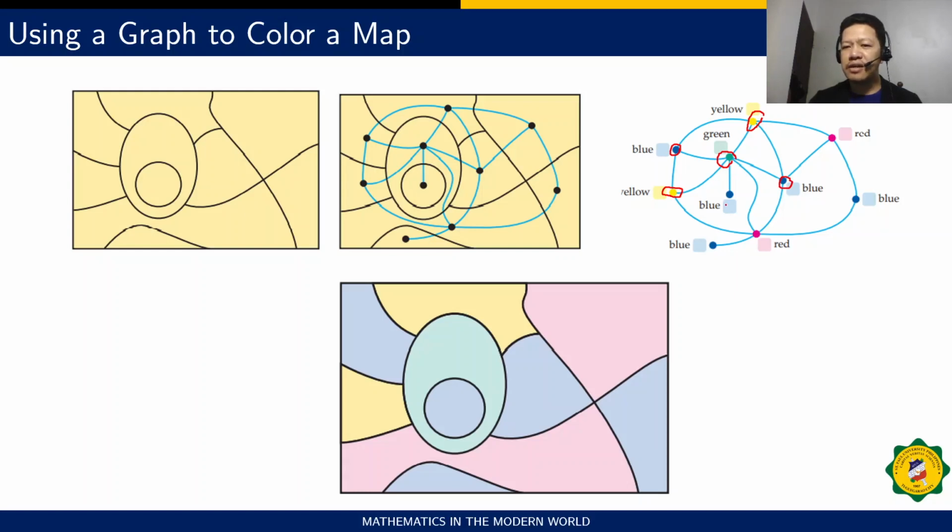And then in here, this blue here, you can also use yellow here, okay, because it's only connected to green, and it's not connected to yellow. So this blue can be blue or it can be yellow. You can change it to yellow, just okay, because it's not connected to yellow, it's only connected to green. So this is okay. And then you think of another color, it's here.